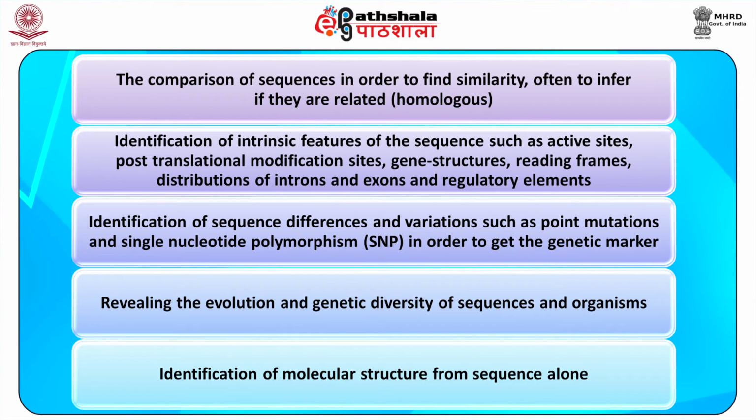Number two, identification of intrinsic features of the sequence such as active sites, post-translational modification sites, gene structures, reading frames, distribution of introns and exons and regulatory elements. And number three, identification of sequence differences and variations such as point mutations and single nucleotide polymorphisms in order to get genetic markers, and also revealing the evolution and genetic diversity of sequences and organisms. And number five, the identification of molecular structure from sequence alone.